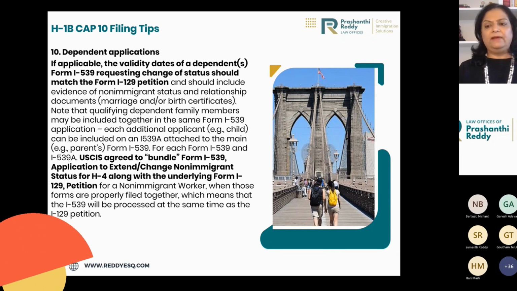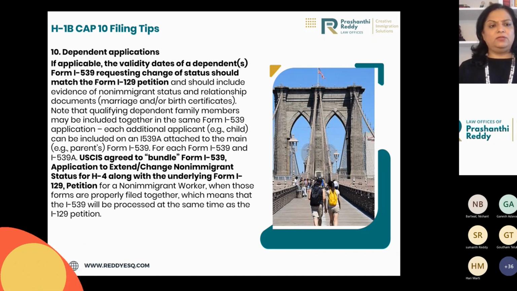Also very important that the validity dates on the I-129 should match with the H4 validity dates. So if you're asking for 3 years on the H1, you cannot ask for 4 years on the H4. The end date has to match. So on the I-539 application, make sure the validity dates match.